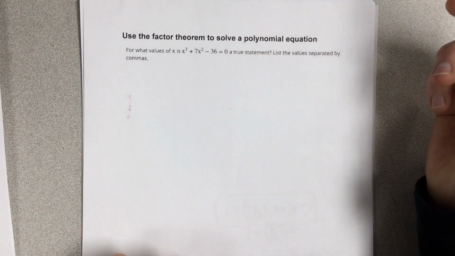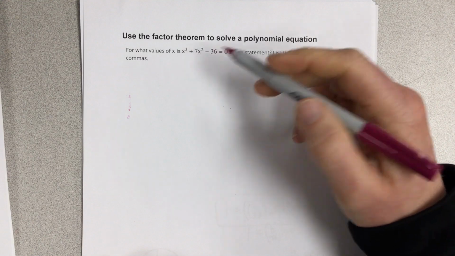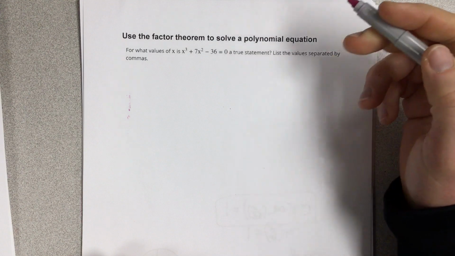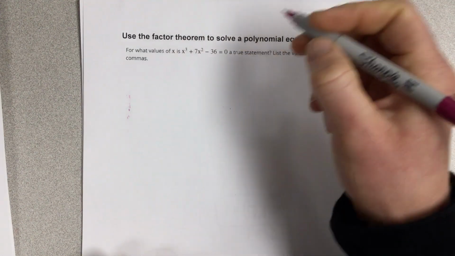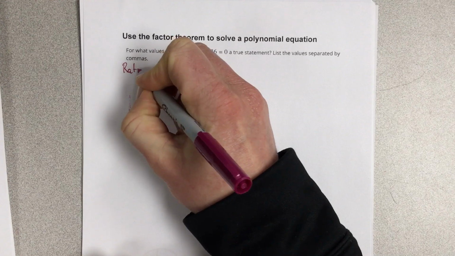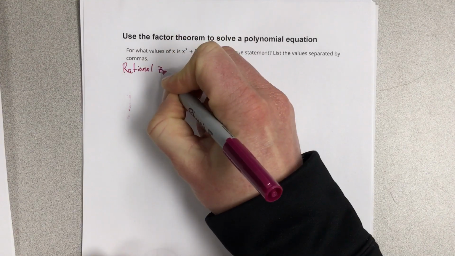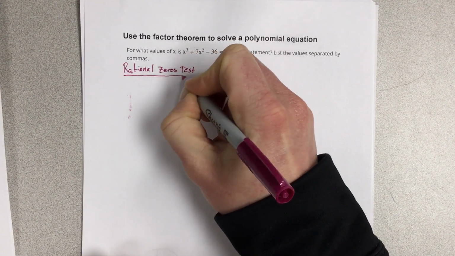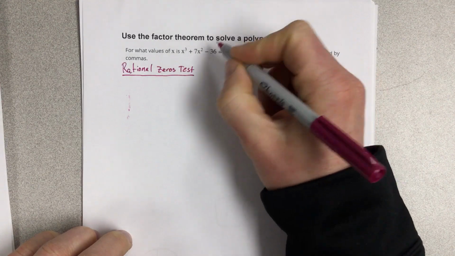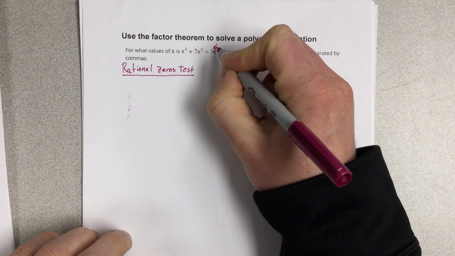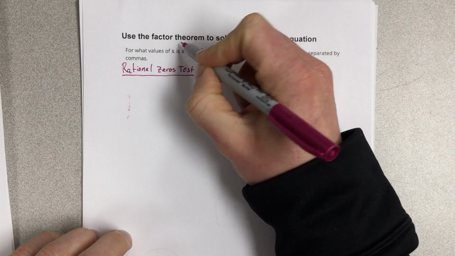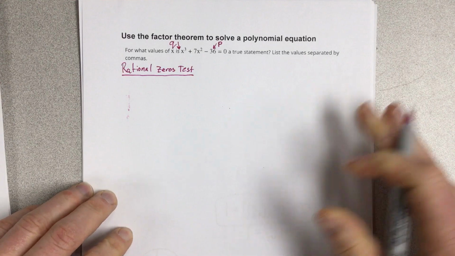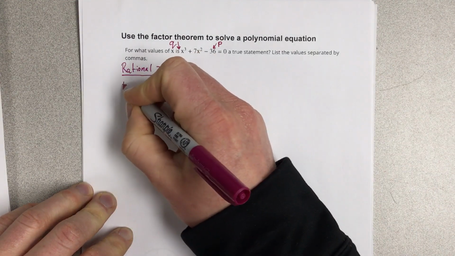So to solve this, basically to figure out the factors, we're going to need to find at least one factor so we can do a division. To find that one factor, we're going to use what's called the rational zeros test. And the rational zeros test is pretty simple. You take the ending factor, which we'll call p, and the leading coefficient, which we'll call q, and we write out all the different possible factors of each of those.